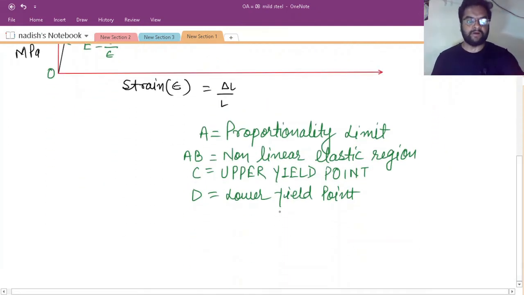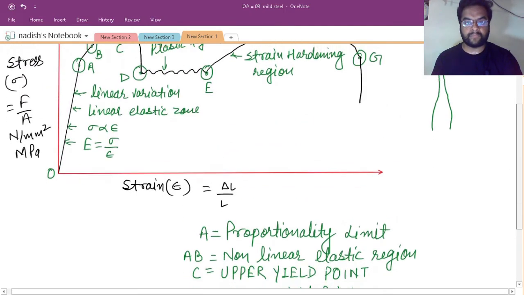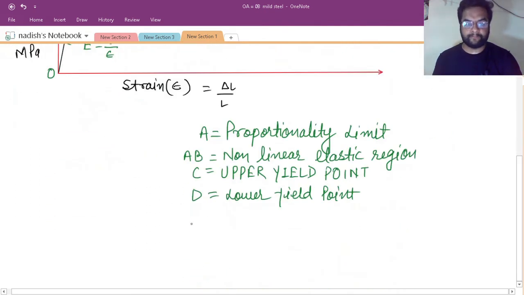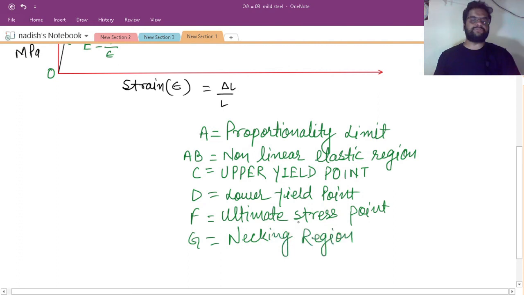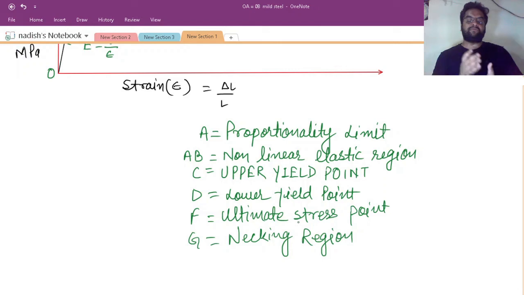So here, F is the ultimate stress point and G is the fracture point. The region between F and G is called the necking region.